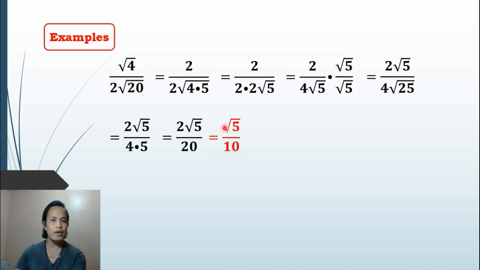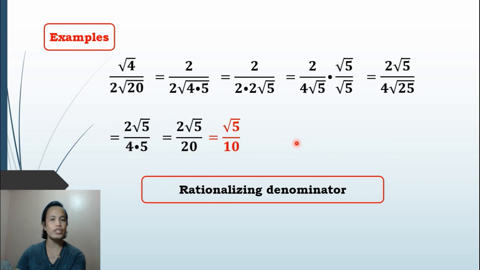We cannot simplify this fraction further because, again, as I've said, the numerator is a radical and the denominator is a whole number. Again, this process is what we call rationalizing the denominator.